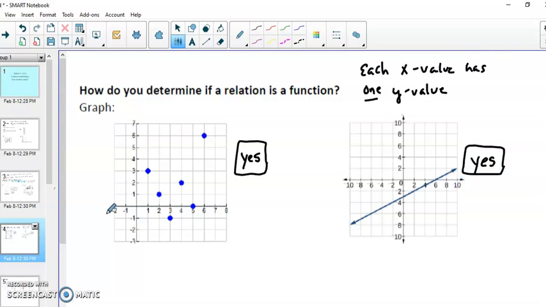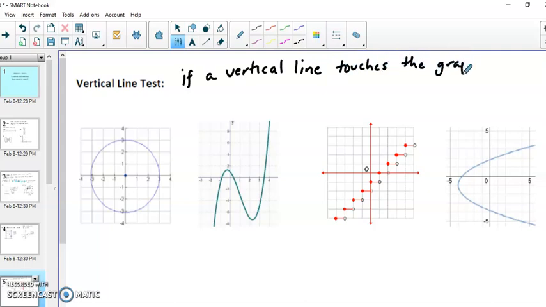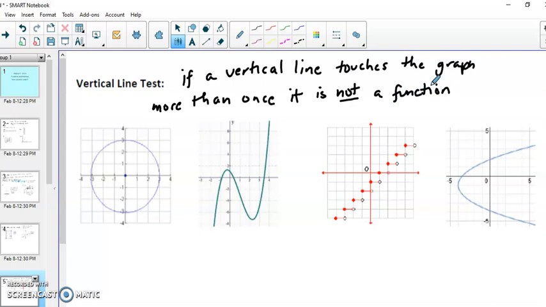That's kind of a strange way of saying it. There's a test that we use. It's going to make it a lot easier. The vertical line test: if a vertical line, so let's write this down and then we'll talk about it. If a vertical line touches the graph more than once, it is not a function. If you need to pause, go ahead and pause so you can write down the definition.